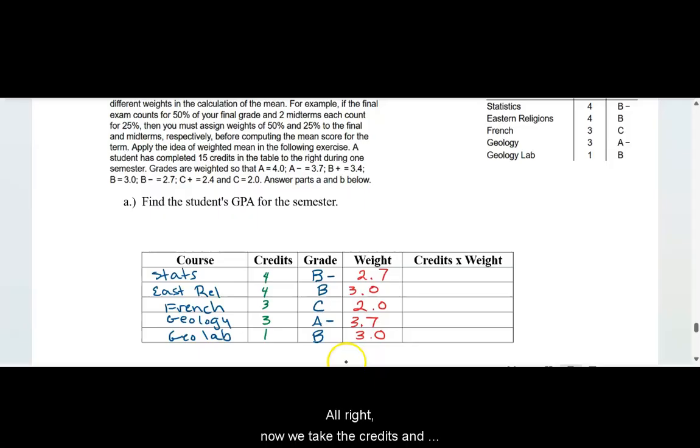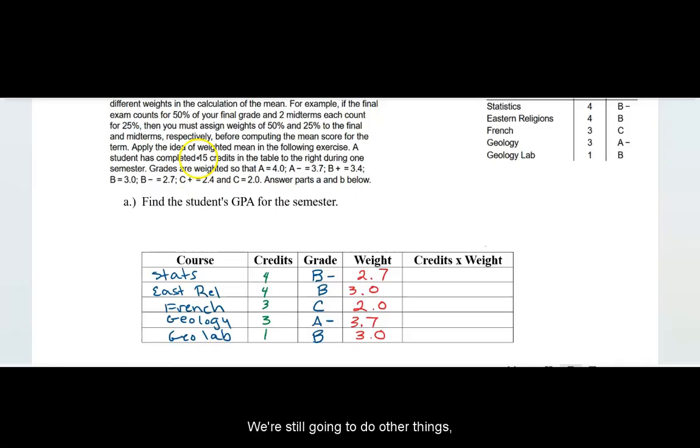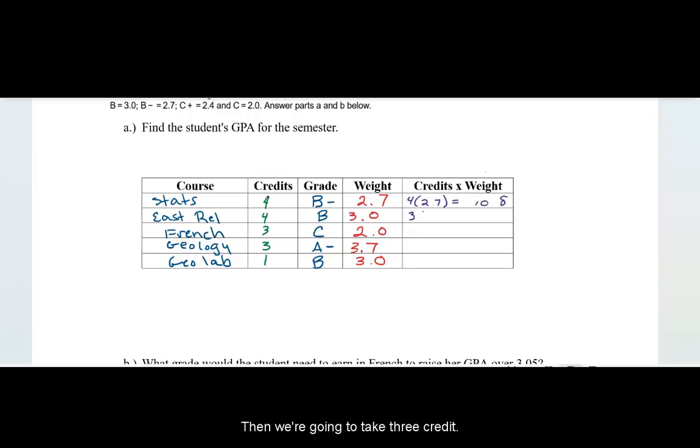All right, now we take the credits and you multiply that by the weight. So that's the next step, not the last step. We're still going to do other things, but we're going to take each credit and multiply each credit times the weight, okay? And so that gives me 10.8. Then we're going to take the 3.0, the weights. Oops, nope, 4 credits that was. So let me undo that. Okay, that was 4 credits and then times the 3.